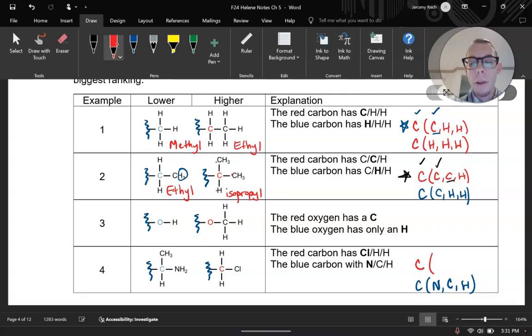If I look at my red carbon, I have a chlorine, a hydrogen, and a hydrogen. So I'm going to list the chlorine, hydrogen, and hydrogen. When I'm doing my comparisons, I see that carbon versus carbon, they tie. A chlorine versus a nitrogen is the highest atomic number thing connected to that carbon. Chlorine is going to be bigger than nitrogen based on where it is on the periodic table. So my chlorine wins, and I'm going to rank that second group, the red one, as overall higher priority. Everything else we ignore.